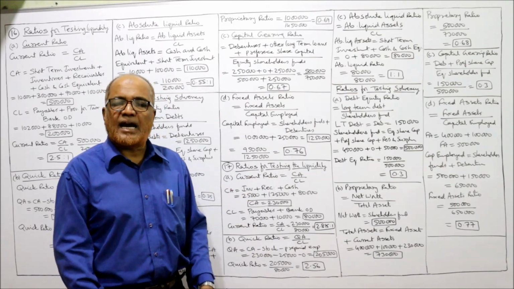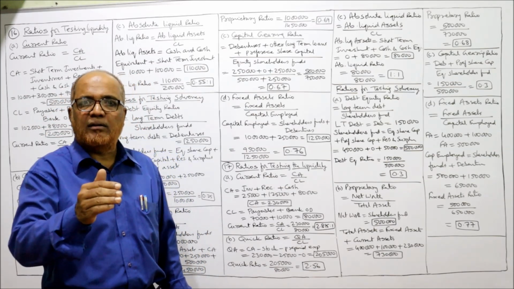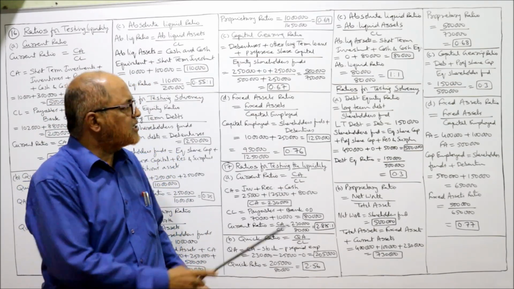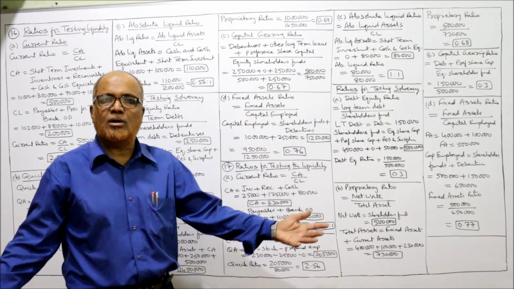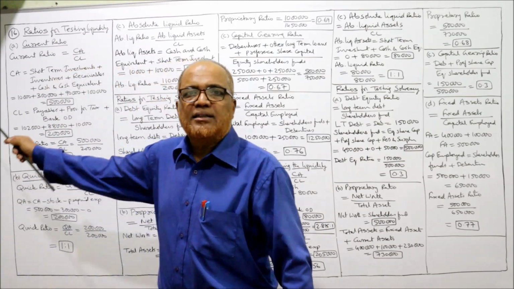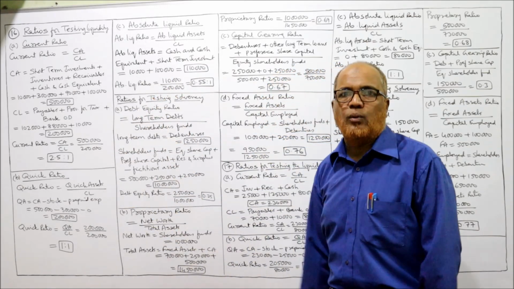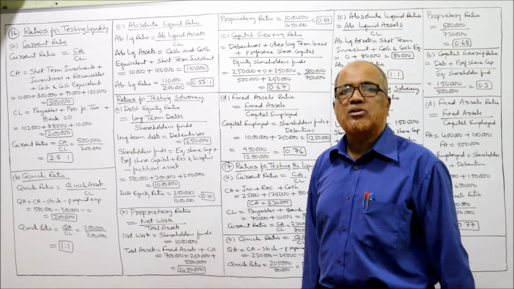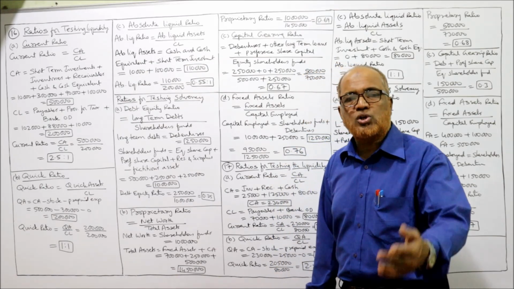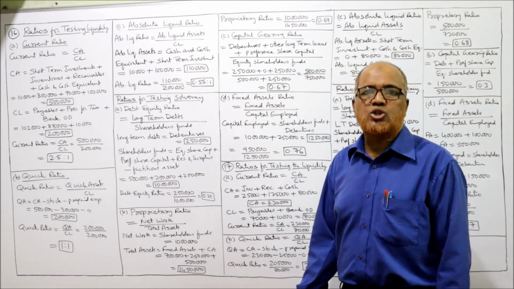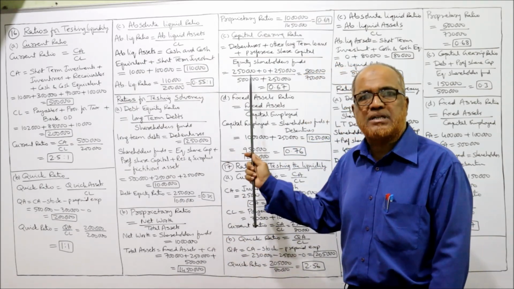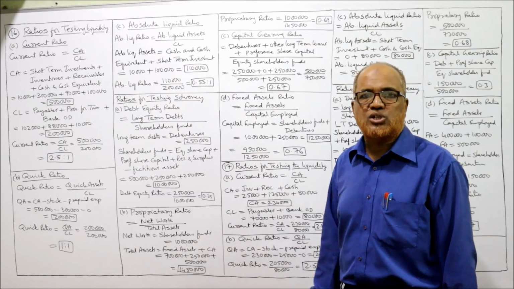Long-term capital. So the standard ratio is 1 or below 1. It should never exceed 1. It is below 1.76. That's all. So we have calculated 3 liquidity ratios, that is current ratio, quick ratio, absolute liquid ratio, and 4 solvency ratios. What are the 4 solvency ratios? Debt equity ratio, proprietary ratio, capital gearing ratio, and fixed assets ratio.